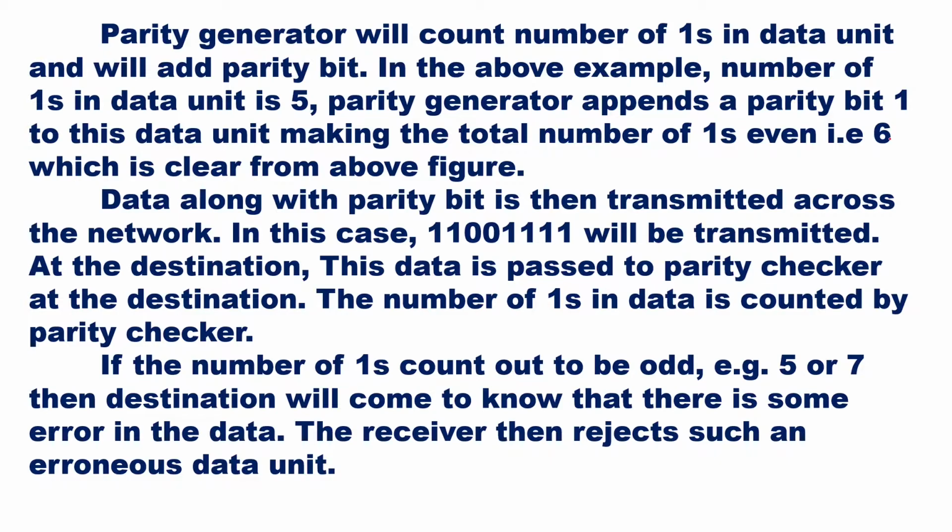At the destination, the data is passed to a parity checker, and the number of ones in the data is counted by the parity checker. If the number of ones is odd, like 5 or 7, the destination will come to know that there is some error in the data. The receiver then rejects such an erroneous data unit, the data which has an error, and asks the transmitter to retransmit the data. But if the number of ones is even, like 4 or 6, then the receiver is going to accept the data because it is even parity, and the system, as we told in the example, runs on the even parity scheme. But if the number of ones is odd, it is going to reject the data.